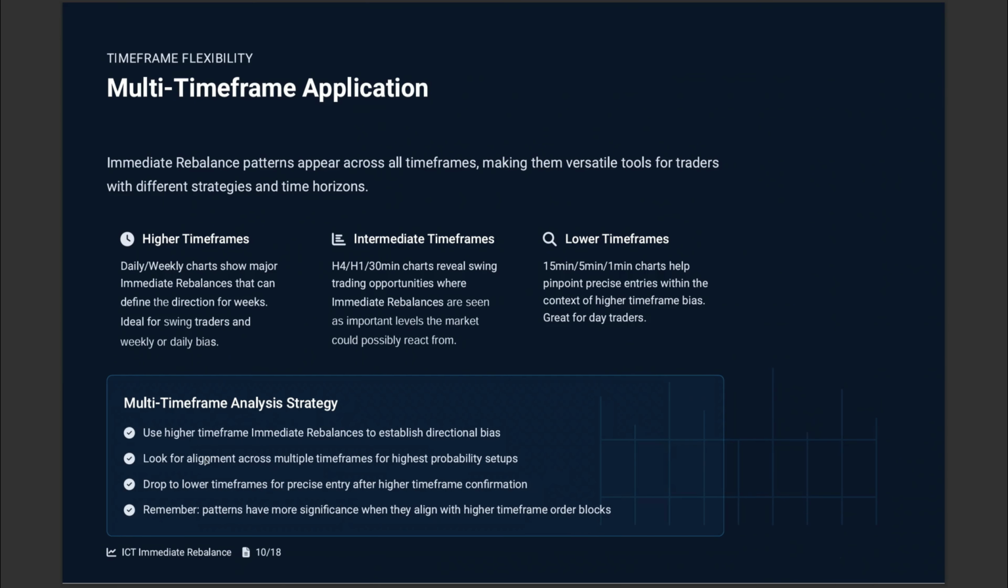All right. So once you get that higher time frame confirmation, then you can drop to the lower time frame to get an even better entry, right? You want to use a higher time frame for your trend, the lower for your entry. And remember, patterns have more significance when they align with higher time frame order blocks. A little bit of foreshadowing there.